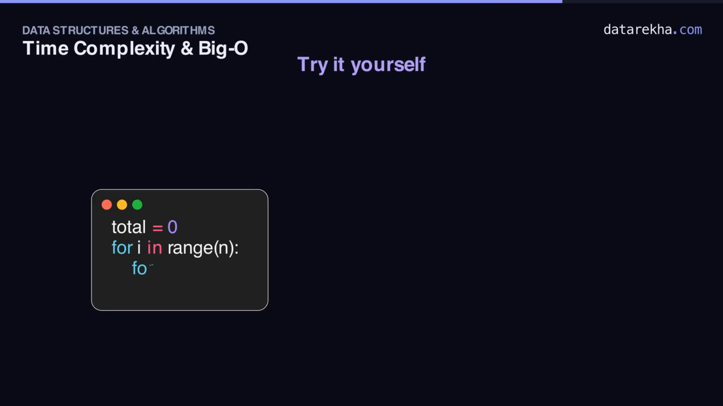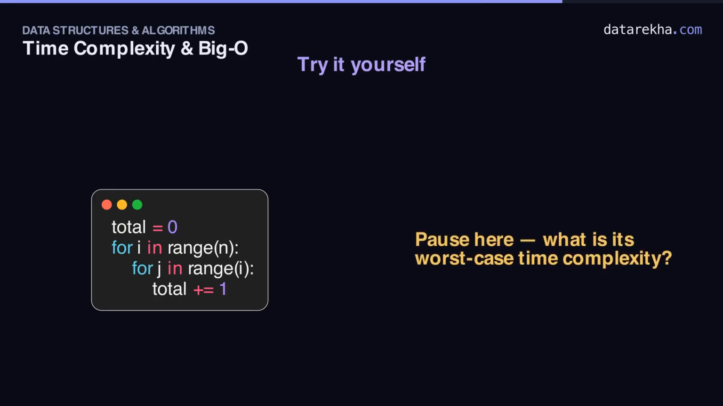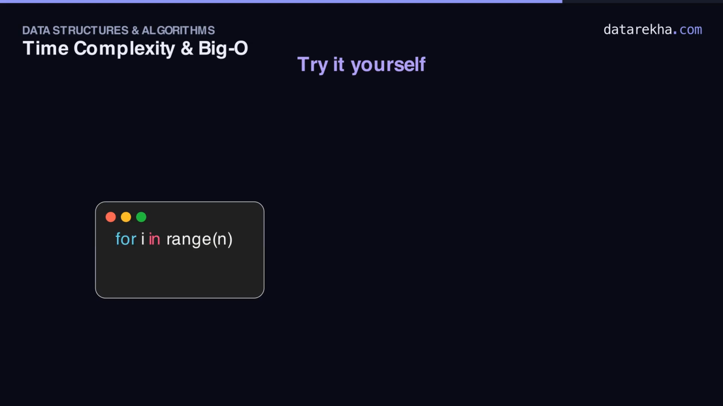Your turn. Look closely at this snippet. The inner loop runs to i, not to n. Pause the video. Work out its worst case time complexity, then come back. It's a classic trap. Here's the walkthrough.